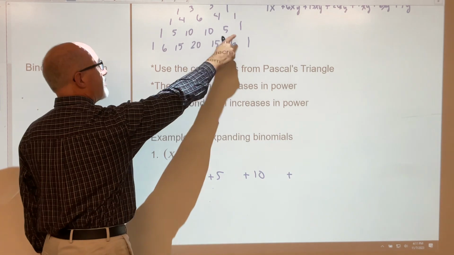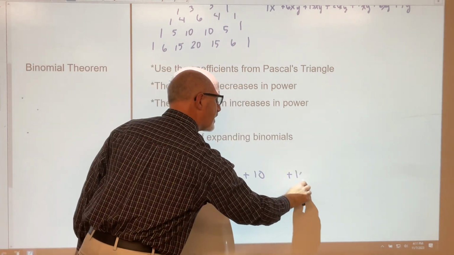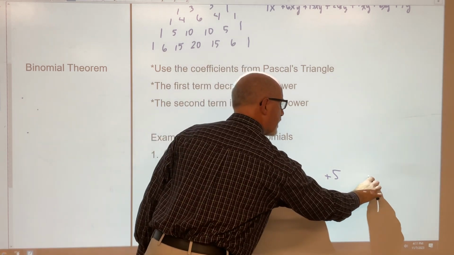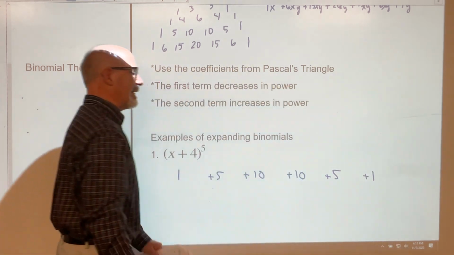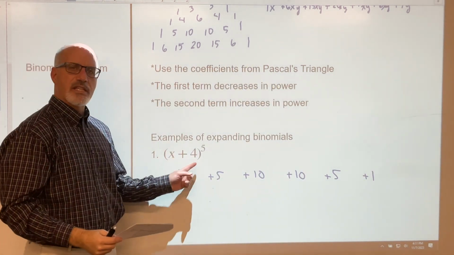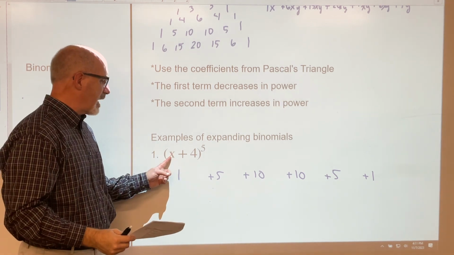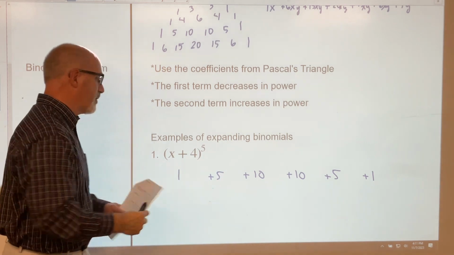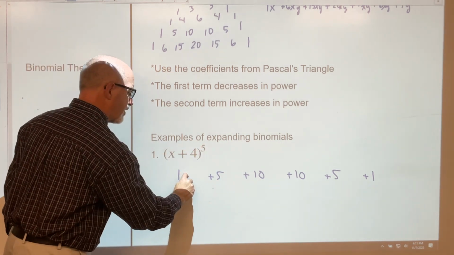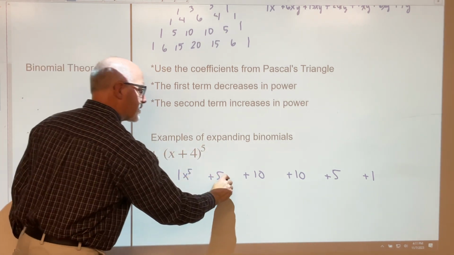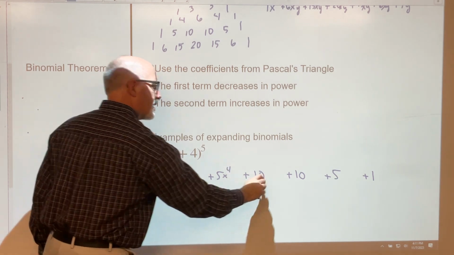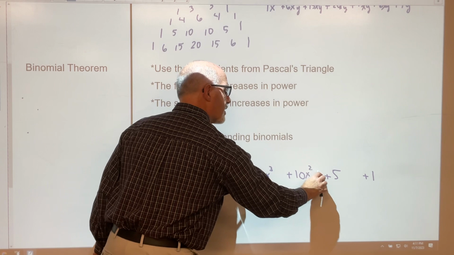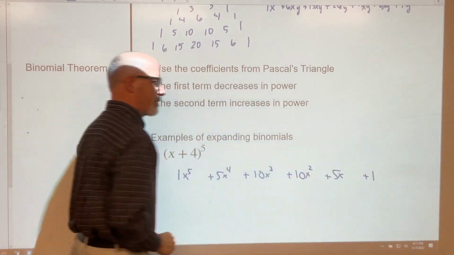And I'm going to have a 10, 5, and 1. 10, and a 5, and then a 1. And now I need to take each of these on the inside, have this one start out and decrease, and this one start out at 0 and increase. So I'm going to start with x to the 5th, x to the 4th, x to the 3rd, x squared, x, and then no more x's.